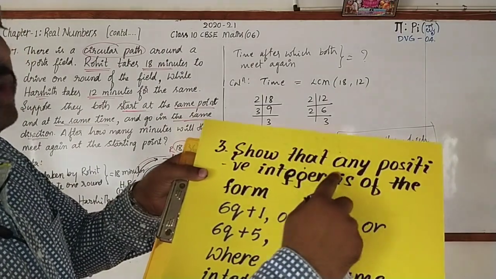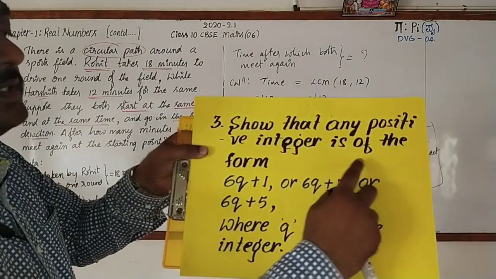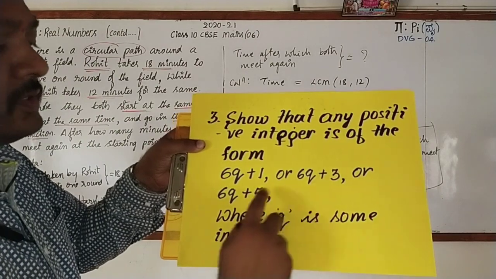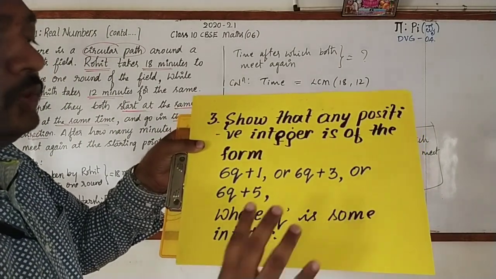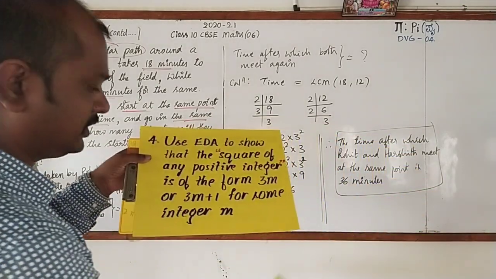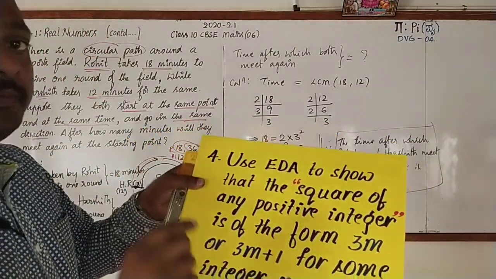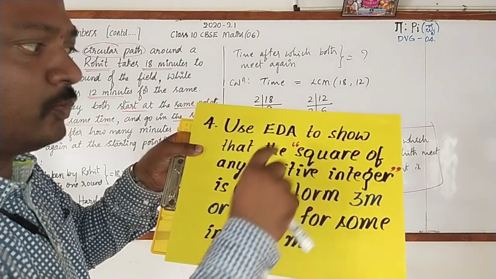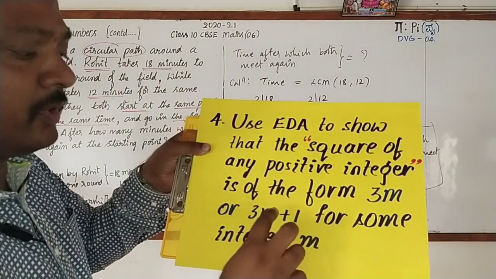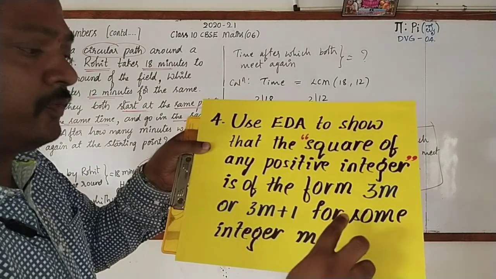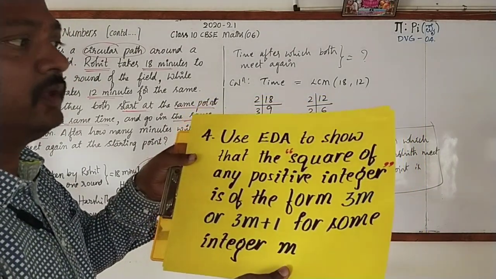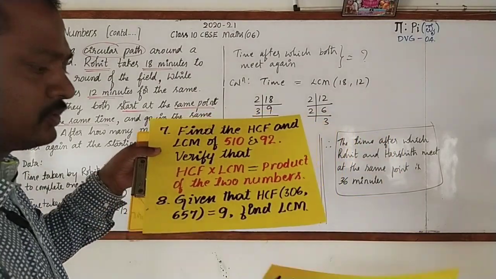The third type is: show that any positive integer is of the form 6q plus 1 or 6q plus 3 or 6q plus 5, where q is some integer. This type is also very important from the examination point of view. The fourth one is, in the first exercise only, one problem: square of any positive integer is of the form 3m or 3m plus 1 for some integer m. Likewise, even the cube of any positive integer is also there.